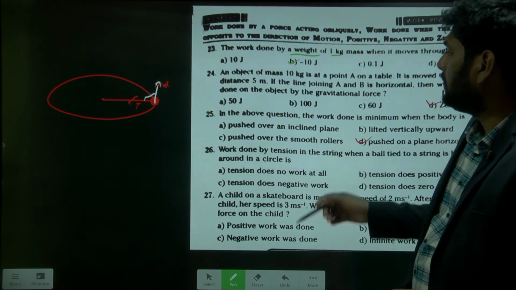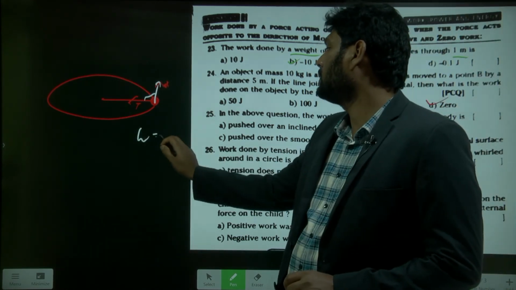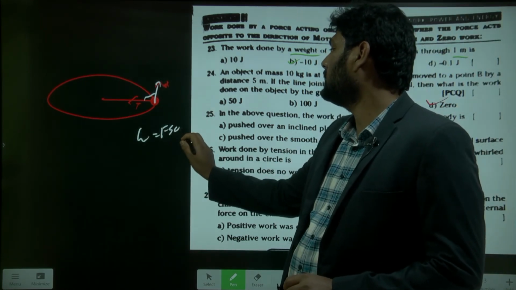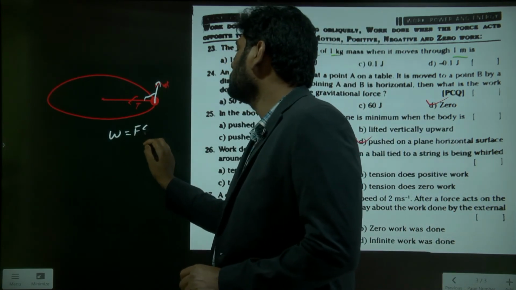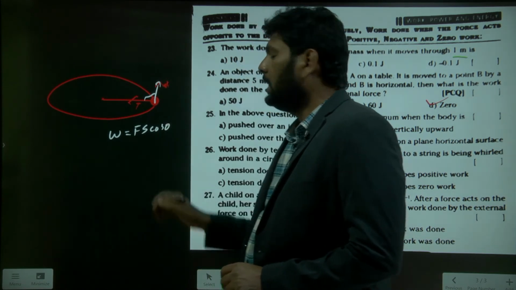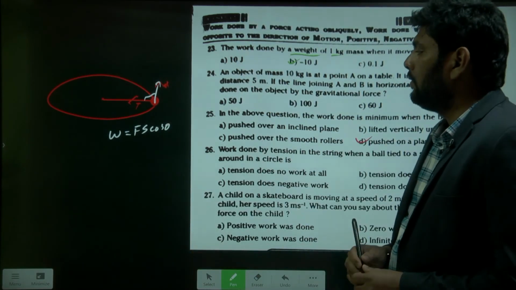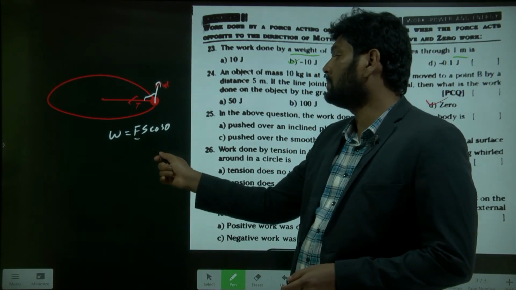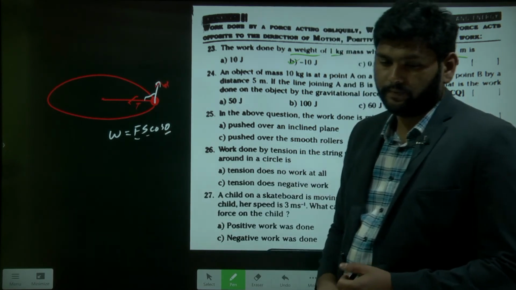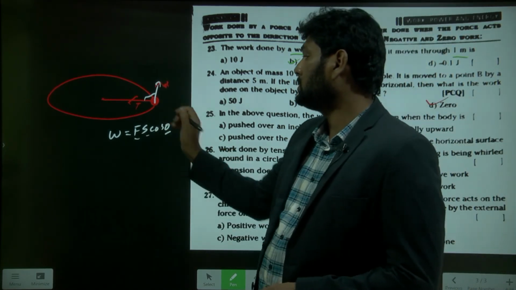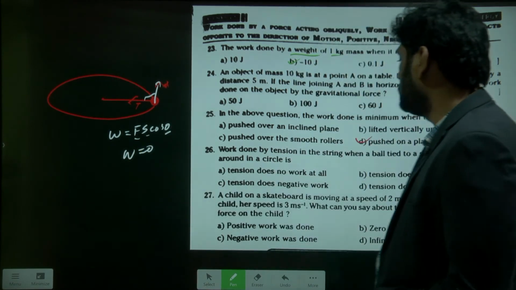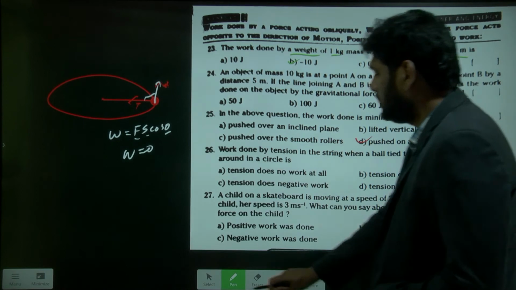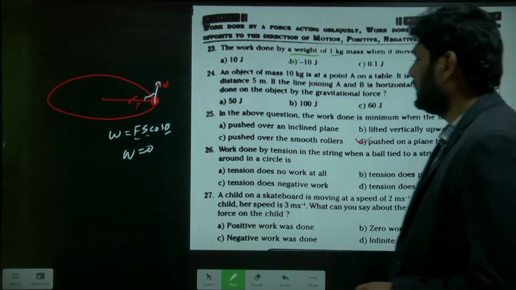So when you apply the work done formula, work done is equal to Fs cos theta. But here the angle between force and displacement is 90 degrees. Then how much answer will we get? 0 will we get. So what is the answer here? So which option is correct?